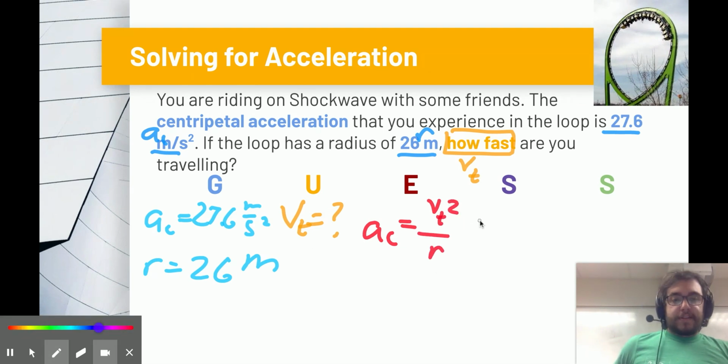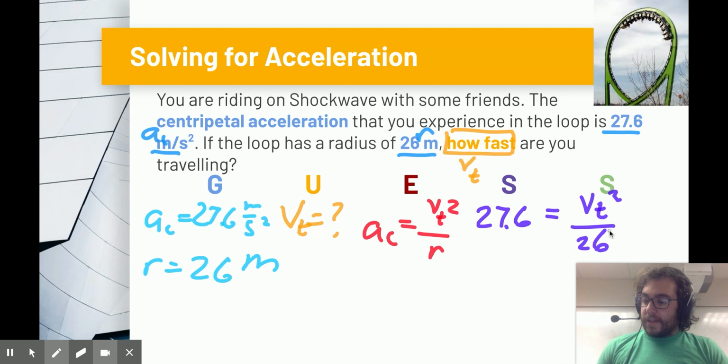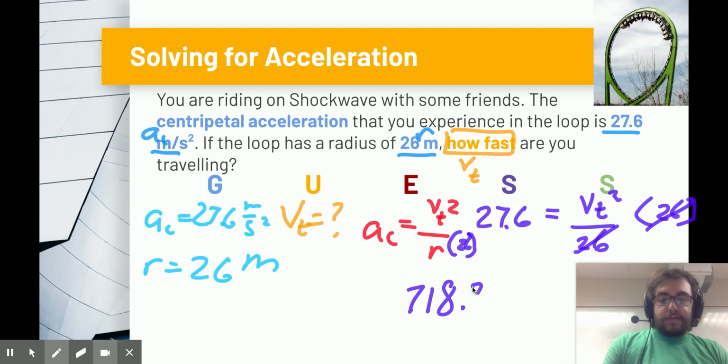Now if we plug things in, we got 27.6 is equal to VT squared divided by 26. In order to get 26 to the other side, we need to multiply 26 on this side to cancel it out. What we do to one side, we gotta do to the other. So 27.6 times 26 is 718.24. Okay?